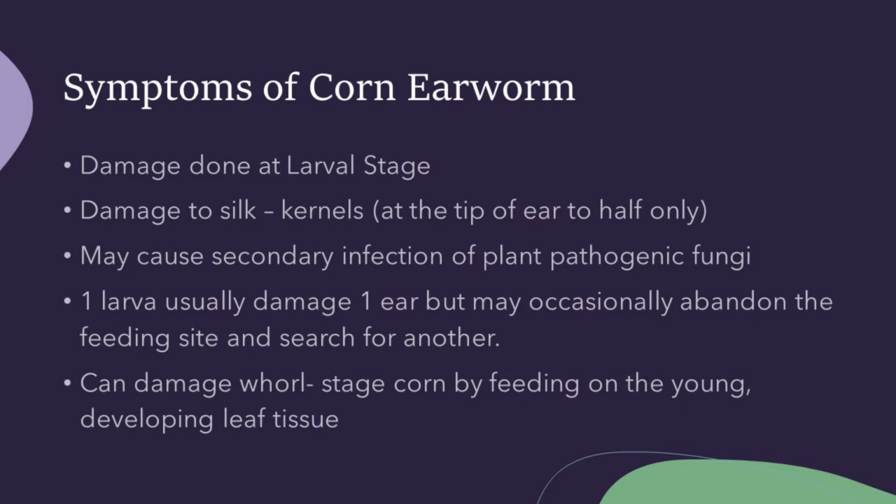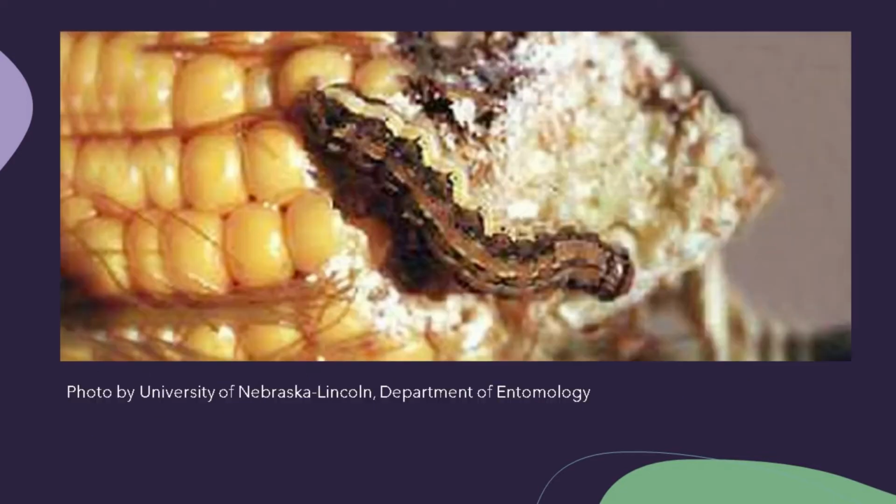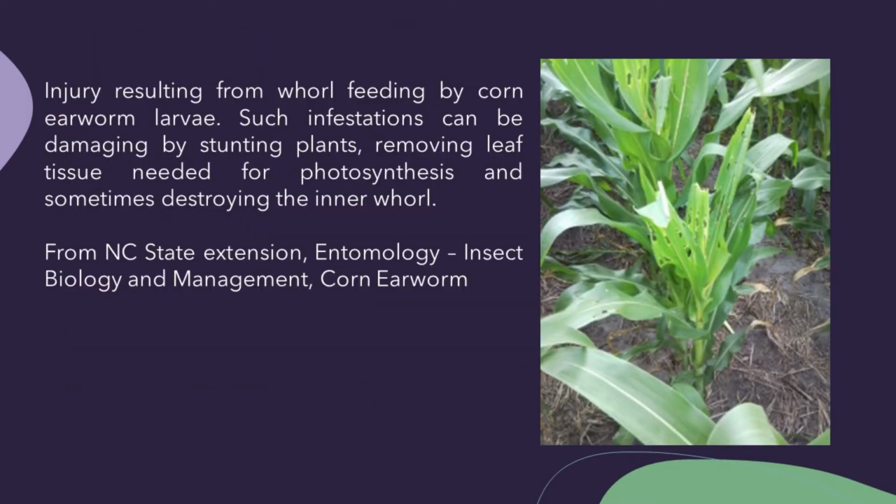One larva usually damages one ear of corn, but occasionally it does damage more than one. Other than that, it can also damage young corn plants which are at the whorl stage by feeding on the inner leaves, which are the developing leaf tissues. I have the image of the larva damaging the tip of the corn, and also another one which is a corn plant that is damaged by the earworm larvae. This damage can stunt the plant because it basically removes the leaves needed for photosynthesis.